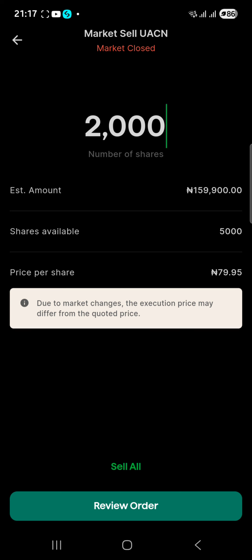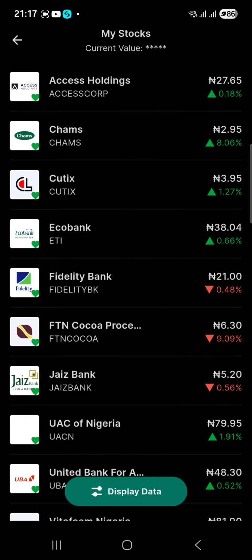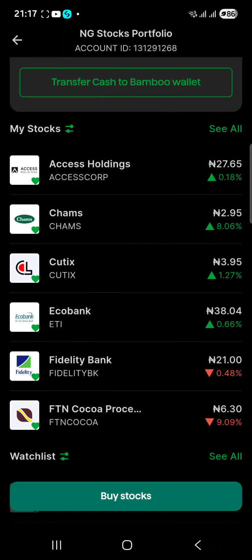So that's it pretty much. Once you're fine with whatever you choose, you click on review order and then place order. And that's about it to sell your shares.